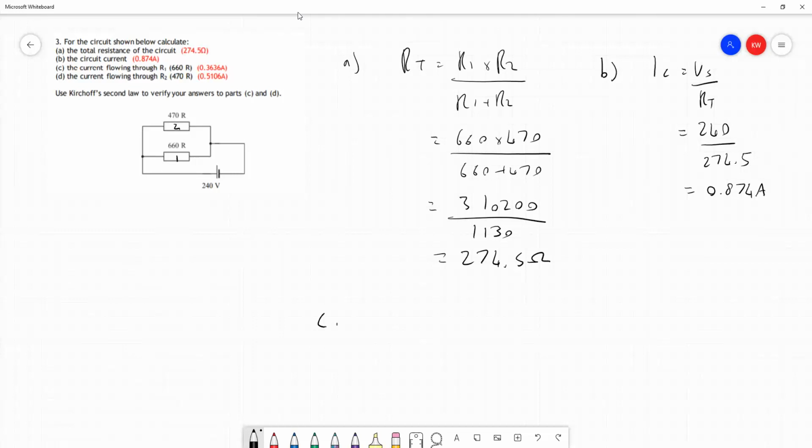In part C, we're asked to find the current flowing through R1. Well, R1 has a resistance of 660 ohms. The voltage across R1 is 240 volts. So we can find the current by dividing that voltage by that resistance. 240 divided by 660.